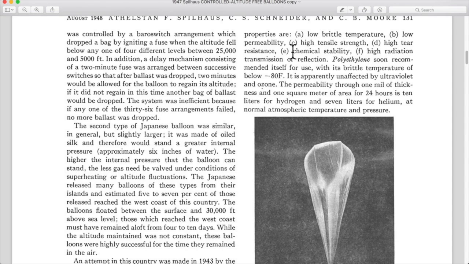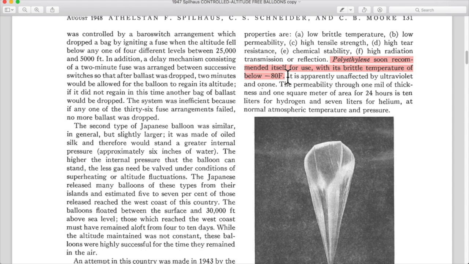Chemical stability. I'm assuming that means that the thing doesn't melt. High radiation transmission or reflection. And this is the same thermal thing we talked about. Polyethylene soon recommended itself for use with its brittle temperature of below -80 Fahrenheit. That is something that remains true today.